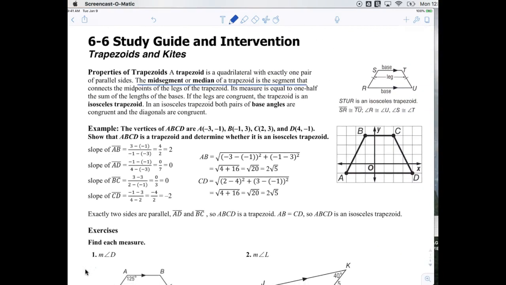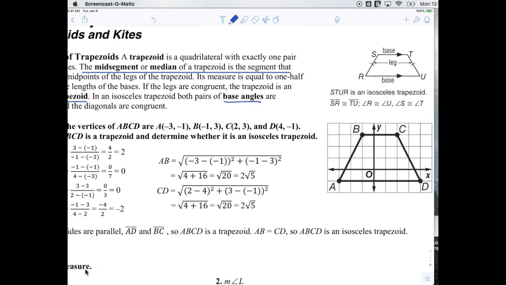Now, the other thing we can do is we can have an isosceles trapezoid. And an isosceles trapezoid just means that the two legs are what? The two legs are congruent. That's all it means. Very simple. And then from there, if you have an isosceles trapezoid, that means the base angles are congruent.